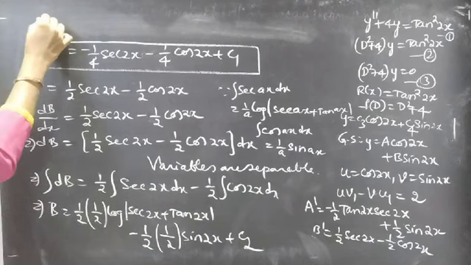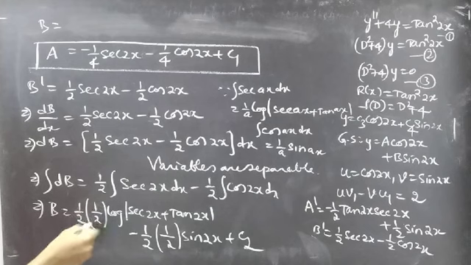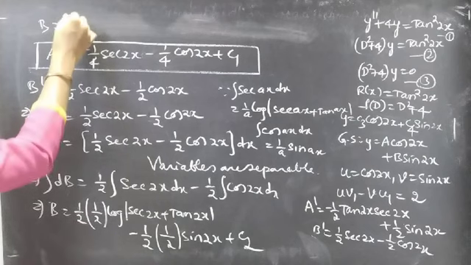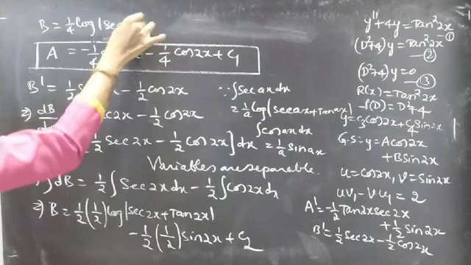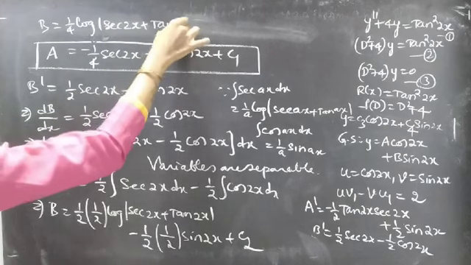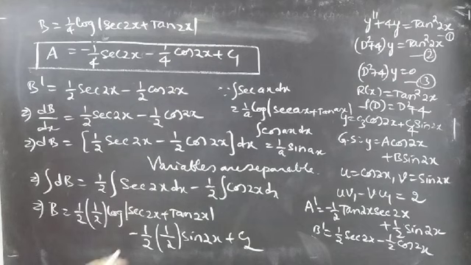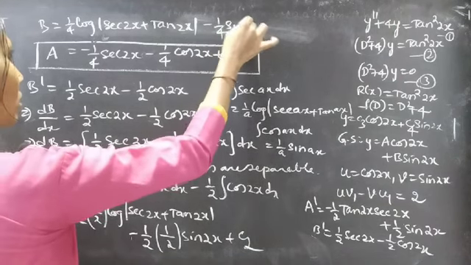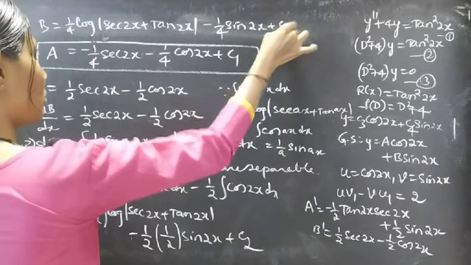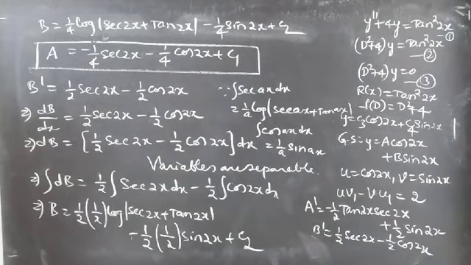Then b equal to 1 by 2 into 1 by 2 is 1 by 4 log mod secant 2x plus tan 2x minus 1 by 2 into 1 by 2 is minus 1 by 4 sin 2x plus c2. So we got b from b dash. Now we are having a and b. Let's now write the general solution.